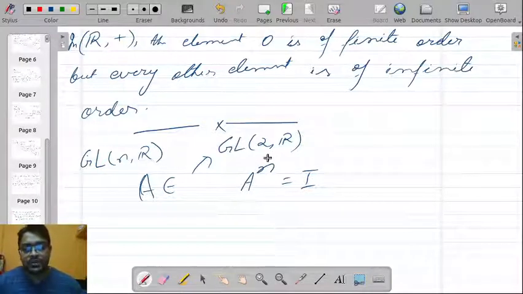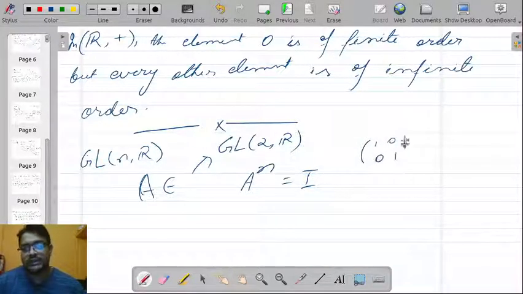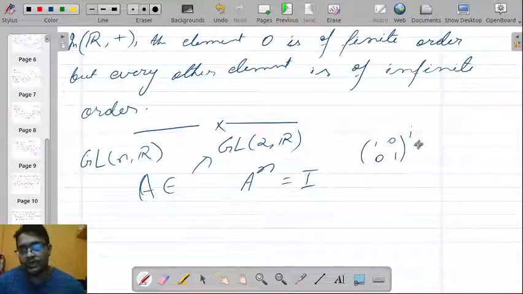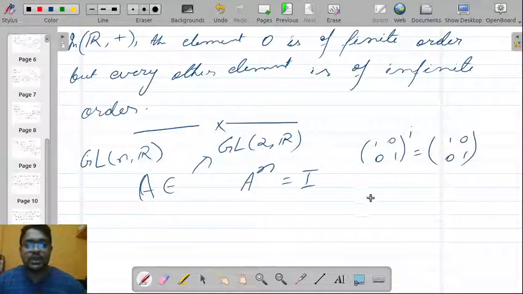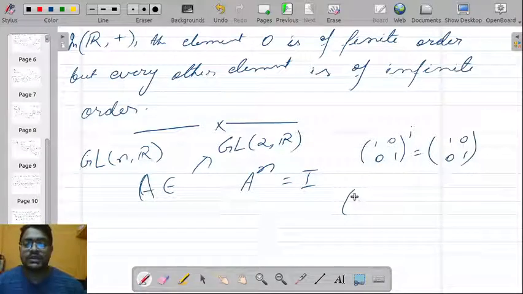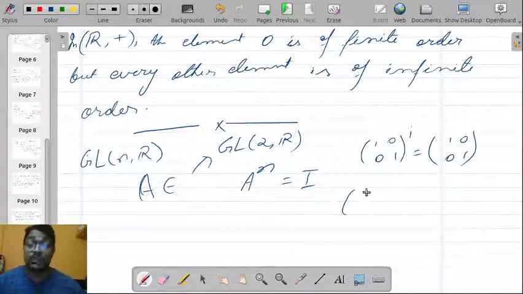So here, can you think of some? Of course the order of the identity element is 1 only, because identity to the power 1 is the identity. Can we think of some other matrices which have orders greater than 1? Can you think of some matrices which have order greater than 1?